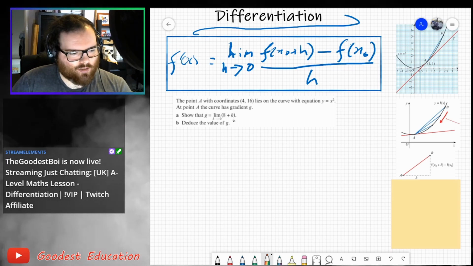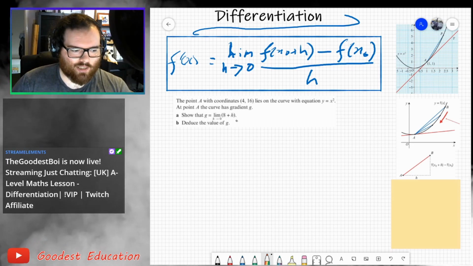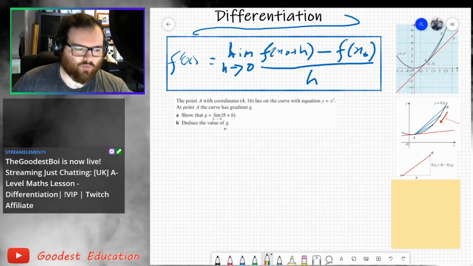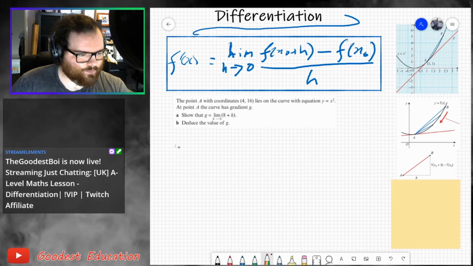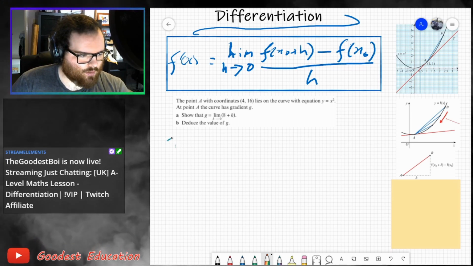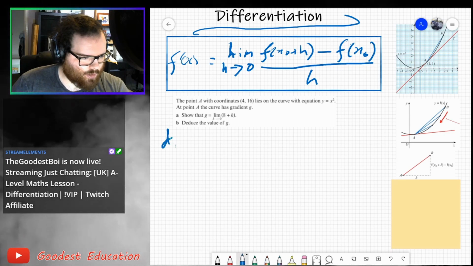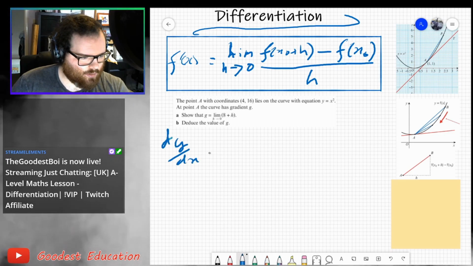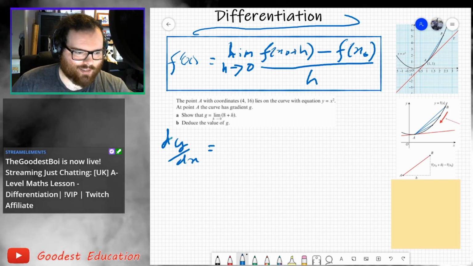At point A, the curve has a gradient of g. Show that g is equal to the limit as h goes to 0 of 8 plus h. So using what we just did, we would write... Oh, I'm using the wrong one. Don't use the rainbow one. So dy by dx is going to be equal to y at b.